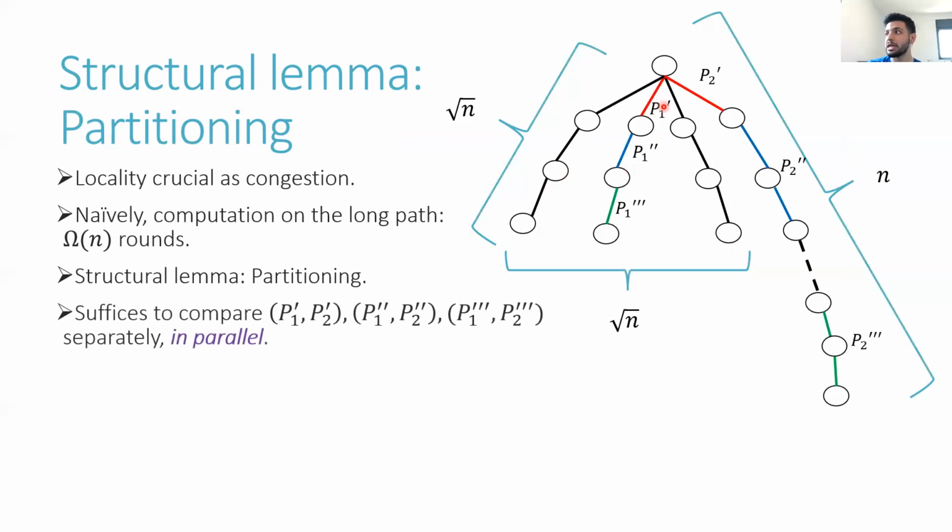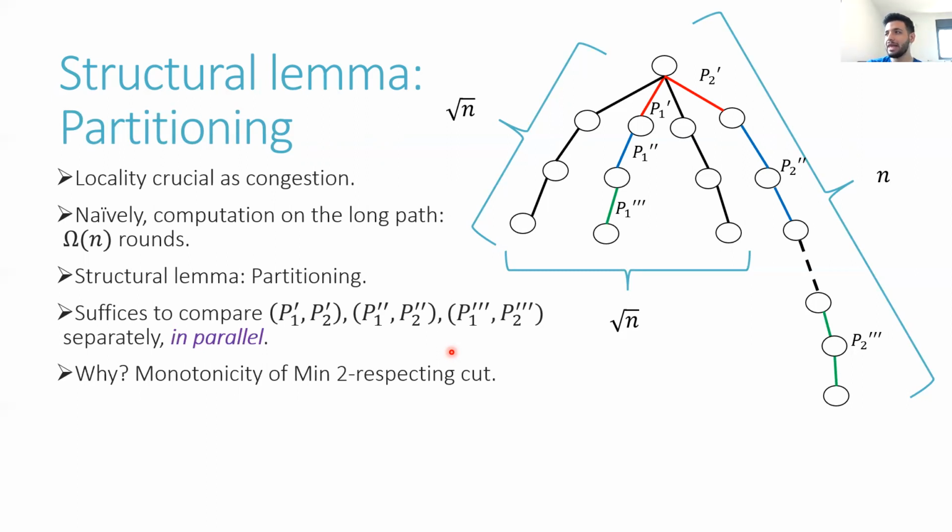This is where our lemma comes into play. We show that one can actually partition both paths into subpaths such that here, for example, you only need to compare the red path to the red path here, the blue path P1 double prime to the blue path P2 double prime, and so on. And because these are disjoint paths, one can actually do it in parallel in the congest model, thus saving a lot of time. Why can we do that? This is because of the monotonicity of min2 respecting cut, which I will discuss in the next slide.